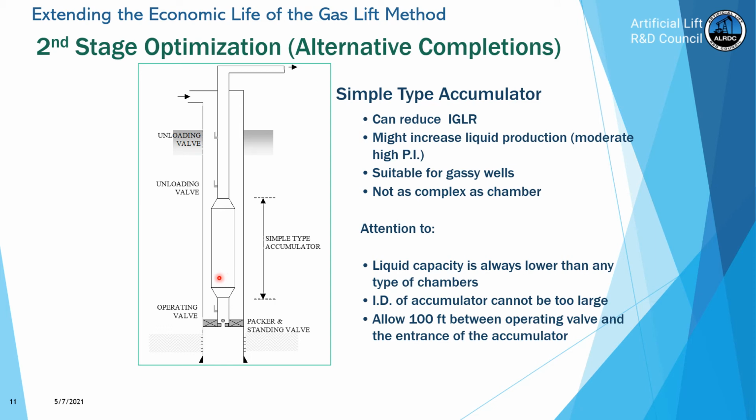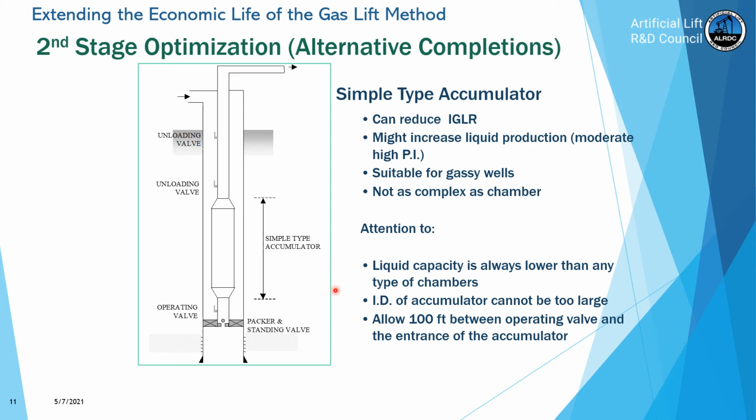Now, with this type of completion, we can reduce the injection gas liquid ratio. We might increase the liquid production, but the PI has to be high. Usually, we should expect from 10 to 15% increase in production. It's very suitable for gassy wells, and it's not as complex. It's just an enhanced simple type of completion for intermittent gas lift. But we do have to pay attention to the fact that the liquid capacity is always lower than any type of chamber, and also the inside diameter of the accumulator cannot be too large.